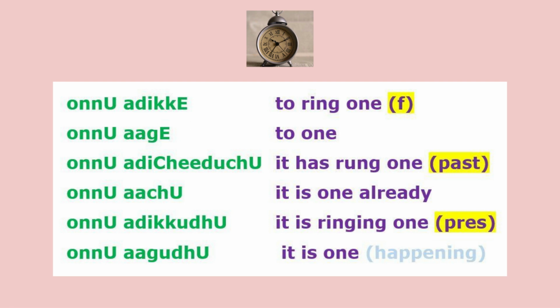ஏழு ஆகுது, meaning it is 7 now. You could say 7 o'clock or it is 7 now. So these are the various ways of saying that. It is very useful for you to understand that.